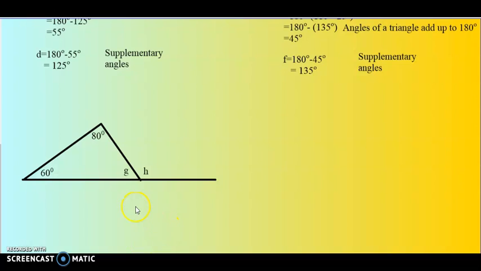I give you this last example to calculate G and H as quickly as you can. I trust that this session did you good and that you will enjoy what is to follow.